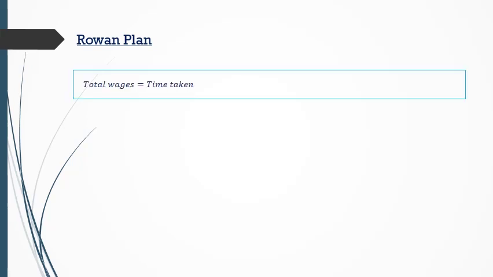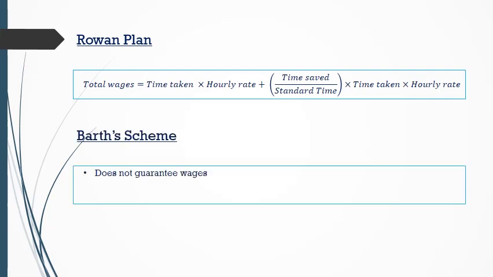The formula for Rowan plan will be total wages calculated on the basis of time taken into hourly rate plus time saved divided by standard time into time taken into hourly rate. So the bonus paid to the employee will be time saved divided by standard time into time taken into hourly rate. The formula for Bath scheme will be total wages will be hourly rate into square root of time taken into standard time. The Bath scheme does not guarantee any wages to the employees.